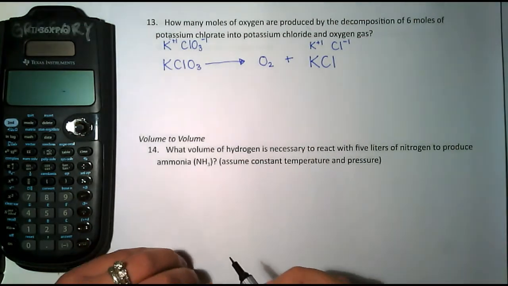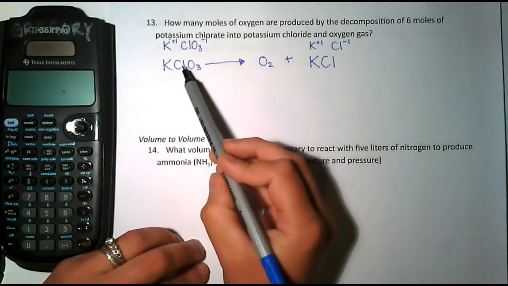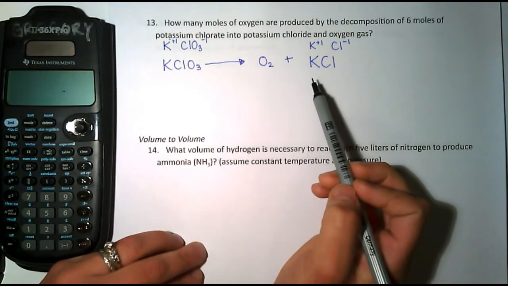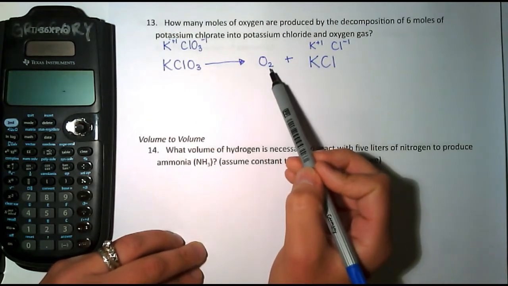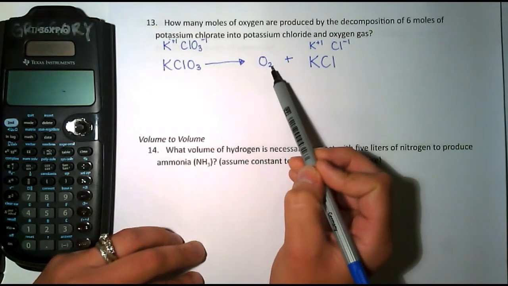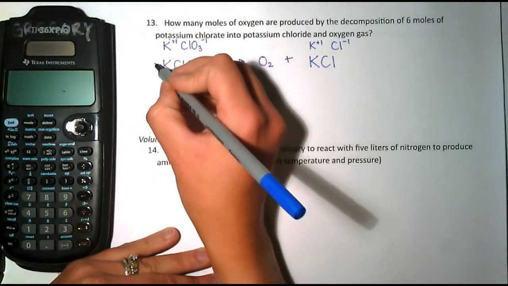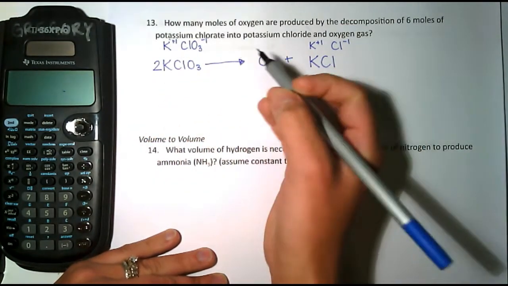Now I need to balance my chemical equation. So I'm going to look at it. Potassium seems to be balanced. I have 1 chlorine on each side. So the only thing out of balance right now is oxygen. So that's going to be hard to fix. I have an even number over here and an odd number over here. So I'm going to have to double this to make it an even number of oxygens.